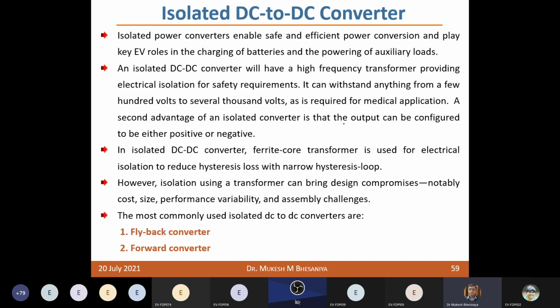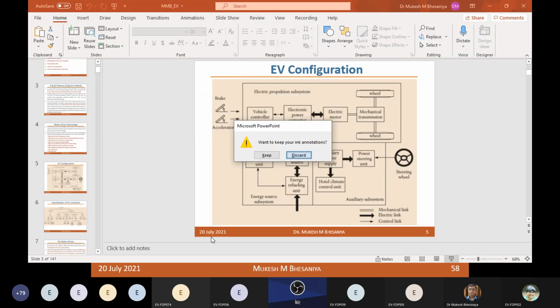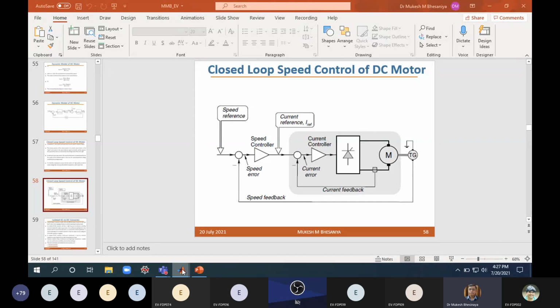Okay, just a second. If I show you one simple such model which I've implemented, I don't know whether it's there or not.